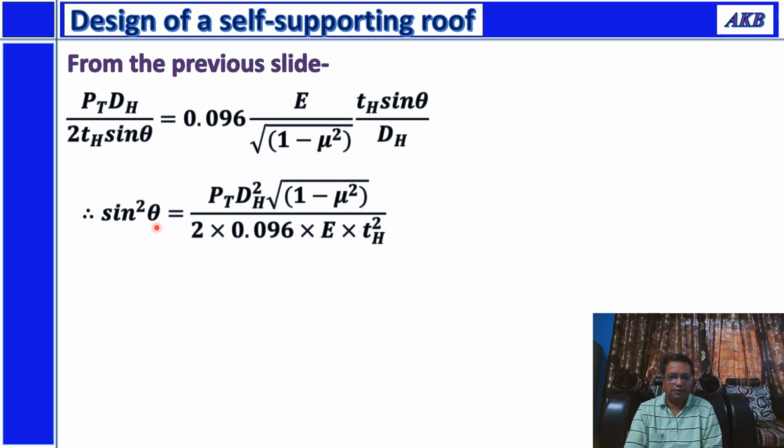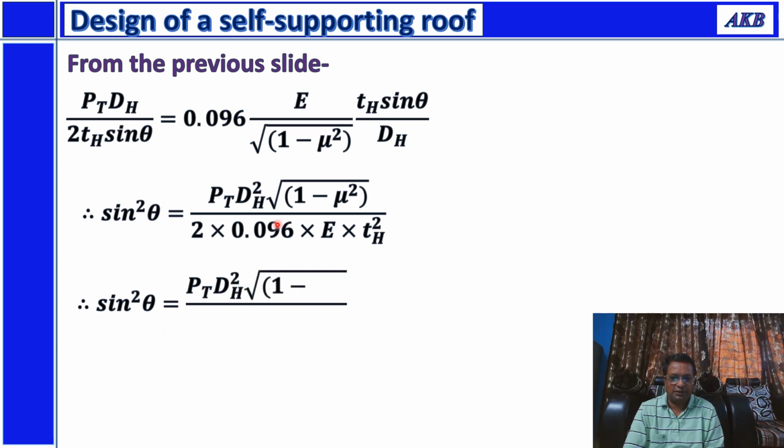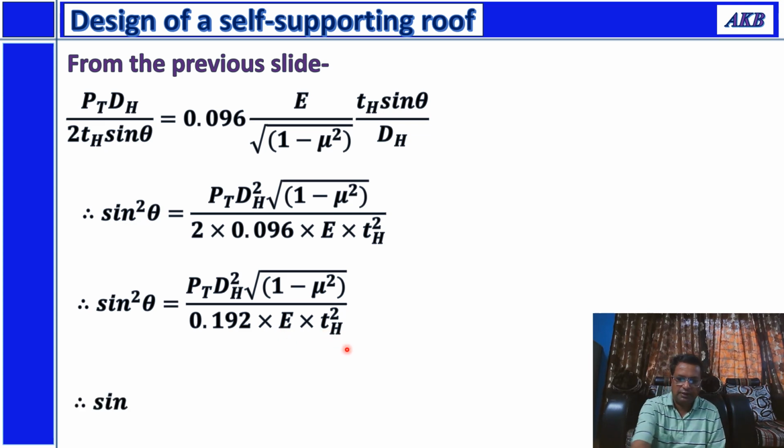Therefore sin square theta will be Pt into dH square into under root of 1 minus mu square divided by 2 into 0.096 into E into Th square. So this is what we get after you are doing it. After you simplify, you can check for yourself. Then after simplifying it further, you get sin square theta is equal to Pt into dH square into under root of 1 minus mu square divided by 0.192 into E into Th square.